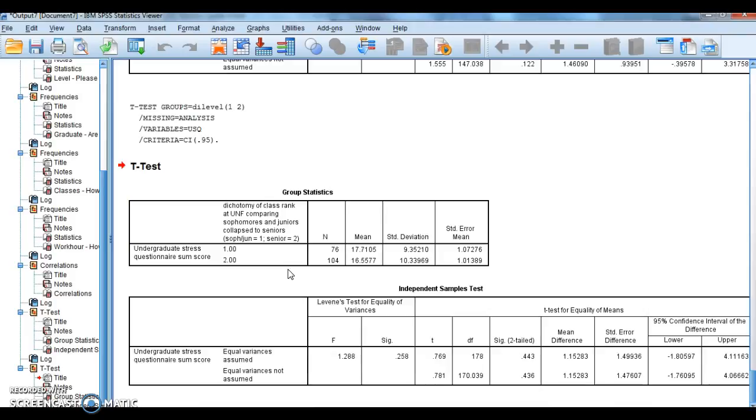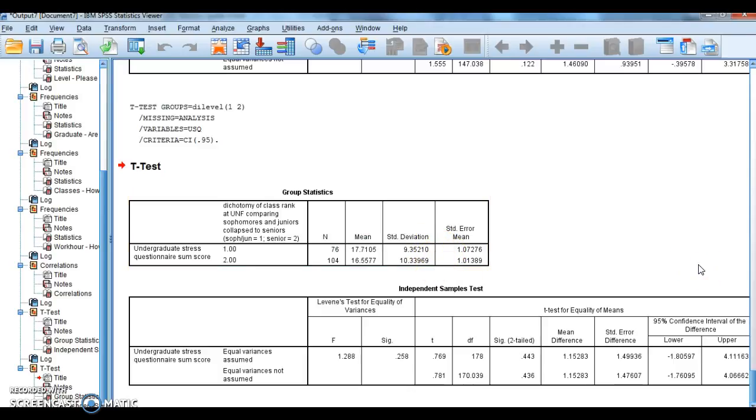We see a similar result here. The t-test is 0.76. It is not significant. That is greater than 0.05. So for the undergraduate stress questionnaire, the number of stress events that they were going through, they have very similar means and standard deviations, and this is not significant.